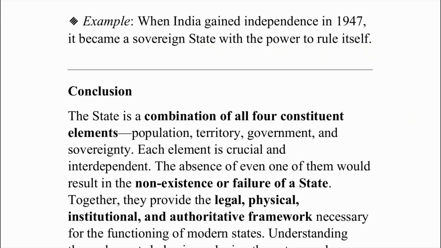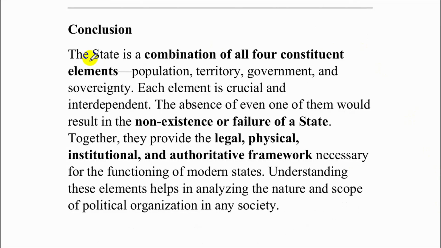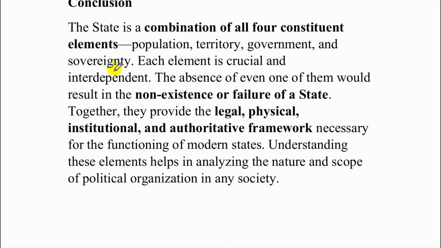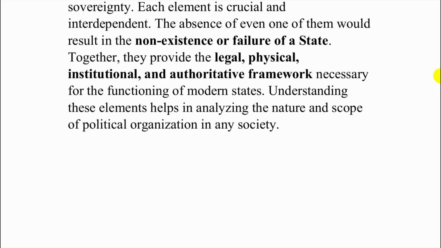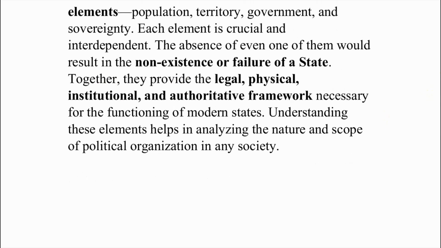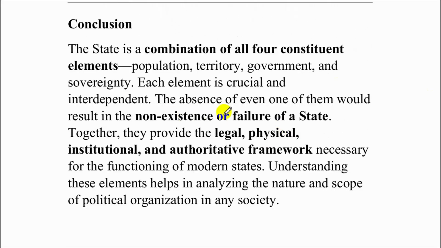So now, to conclude this part of the video, the state is a combination of all four constituent elements, which are all required to form a state: the population, the territory, government, and sovereignty. Each element is crucial and interdependent. They are not independent, they are interdependent. The absence of even one of them would result in the non-existence or failure of a state.